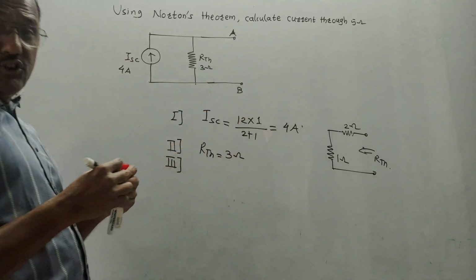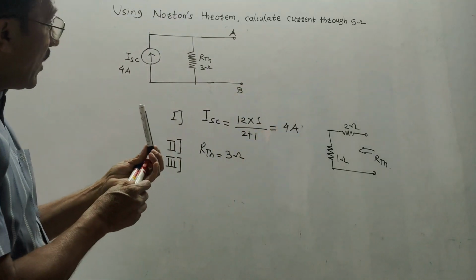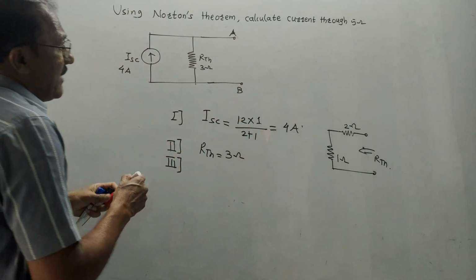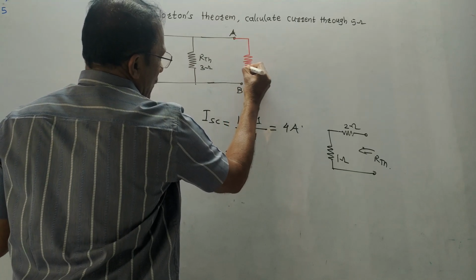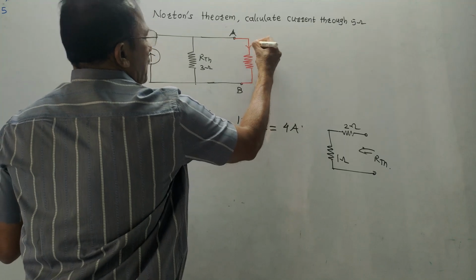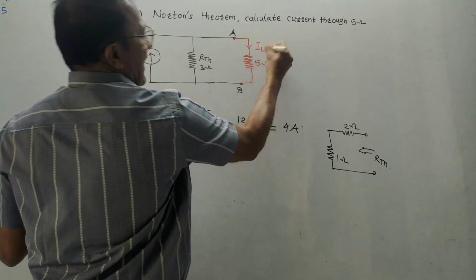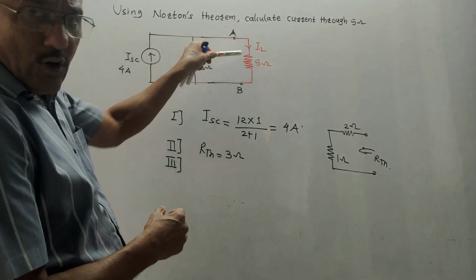This is Norton's equivalent diagram like the previous case. But in this numerical, it is asked to calculate the current passing through 5 ohm. So after drawing Norton's equivalent diagram, I need to connect the resistance of 5 ohm which I had removed in the first step. Through this 5 ohm, whatever current is flowing, I will denote it by IL. IL stands for load current.